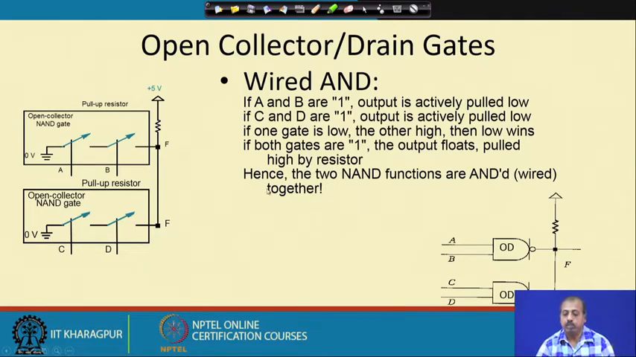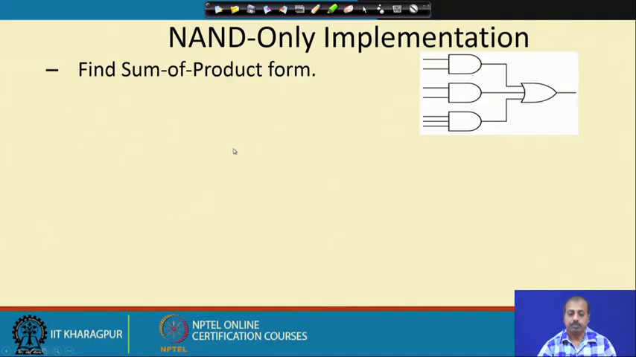Okay. So, the two NAND gates function as if their functions are ANDed together. So, it is wired together to get the output. So, this is the wired AND connection. So, we will take an example and see how this NAND implementation can be done.